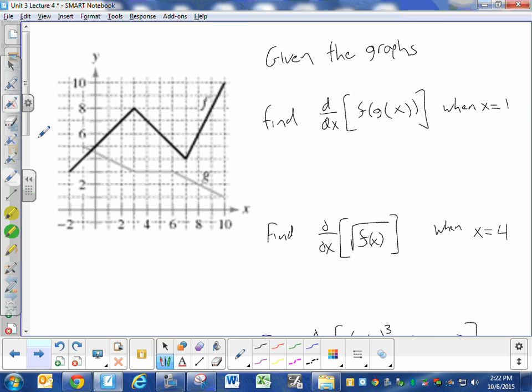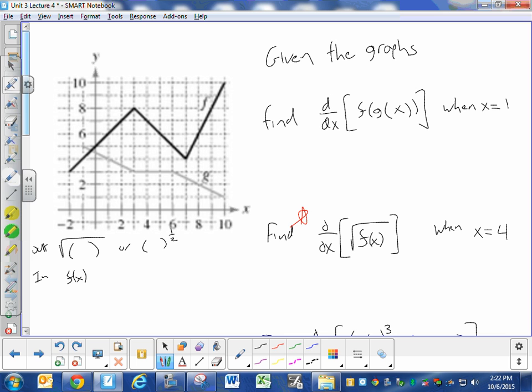Here, table problems, same deal. I will show you this guy. We want to find the derivative of the square root of f of x. It's very, very important when we have this to denote that you have an outside, which is the square root, which can be written as this to the 1/2, and the inside, which is the f of x.